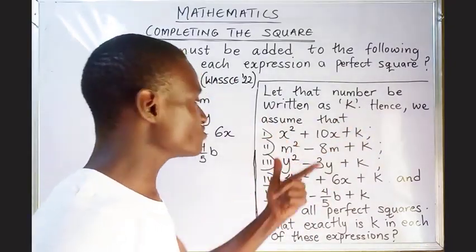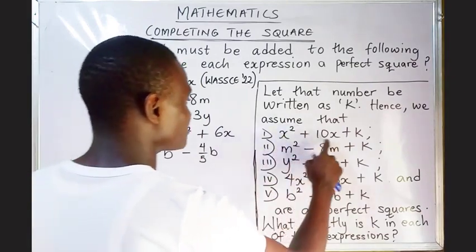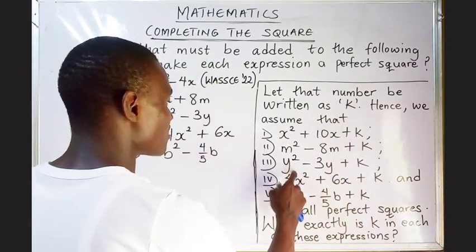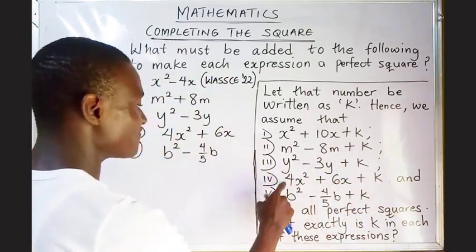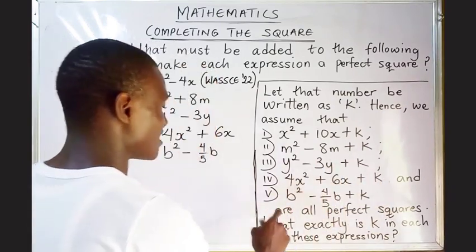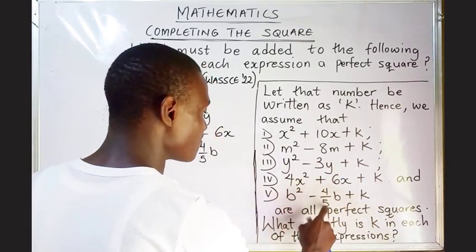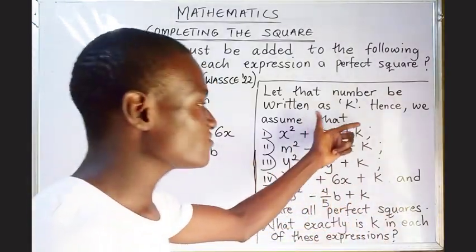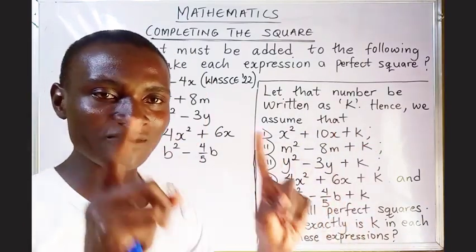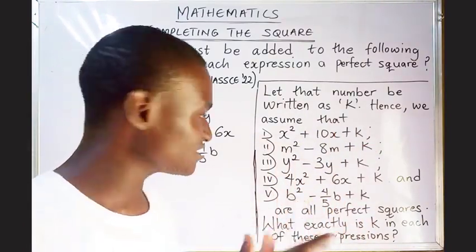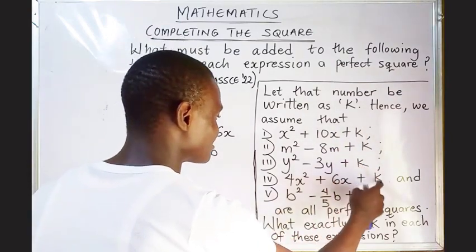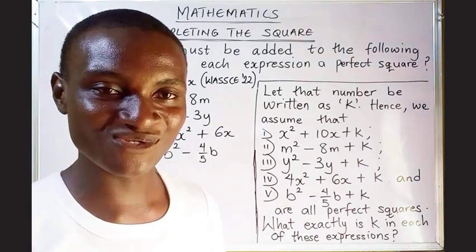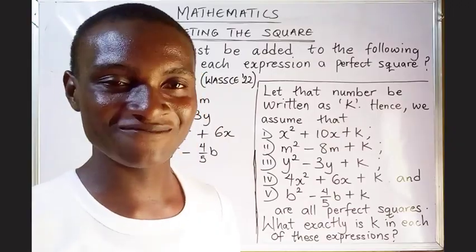Hence, we can assume that x squared minus 4x plus k, m squared plus 8m plus k, y squared minus 3y plus k, 4x squared plus 6x plus k, and the last one, b squared minus 4 over 5b plus k, are all perfect squares because we have added that particular number. Our challenge now is what these letters are standing for. Letter k. This is what we are required to find. Now come along and let me show you how that is done in just a simple step.